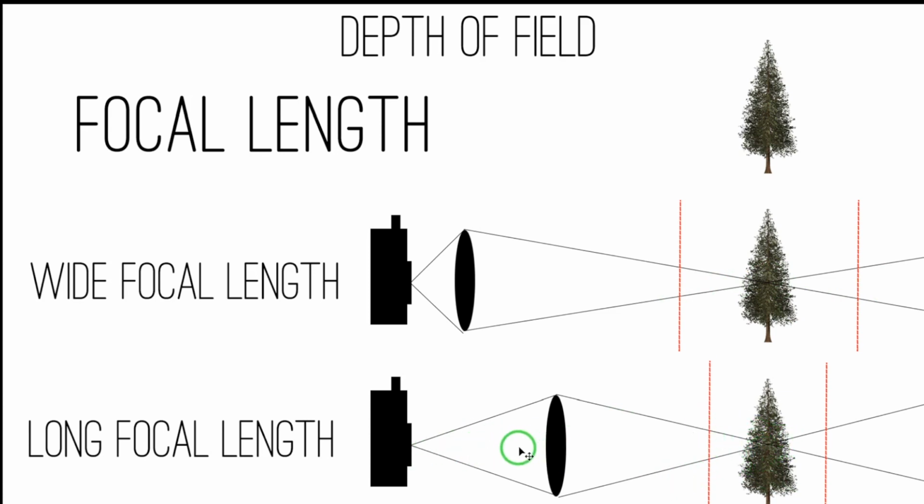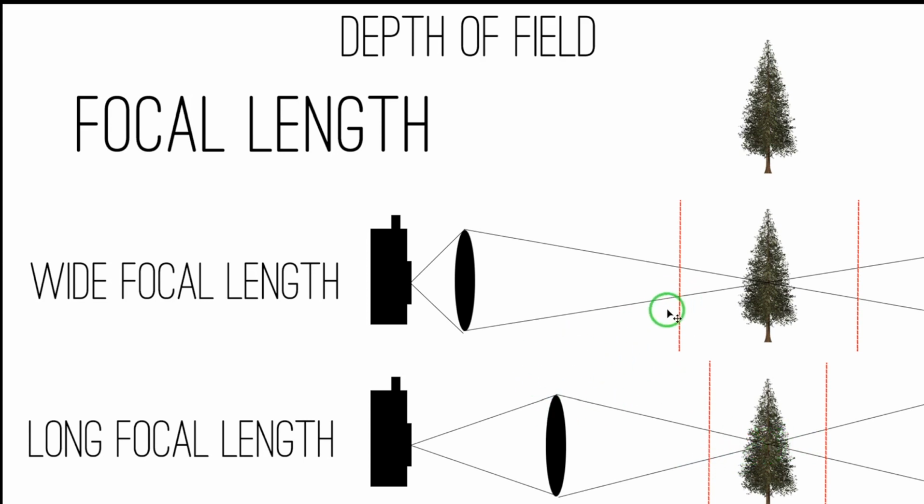So if you have a longer lens, it's going to be closer to the subject. And in this case, the light rays are going to spread apart much faster. So when you have a wide angle lens, you have a wider depth of field because your light rays are spreading apart much slower. And when you have a long focal length, they spread apart quicker, and you're going to have a shallower depth of field.